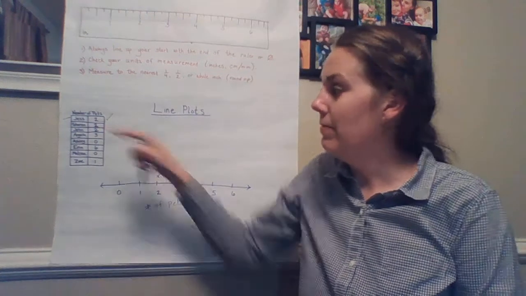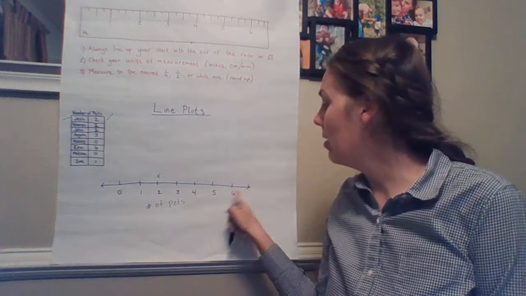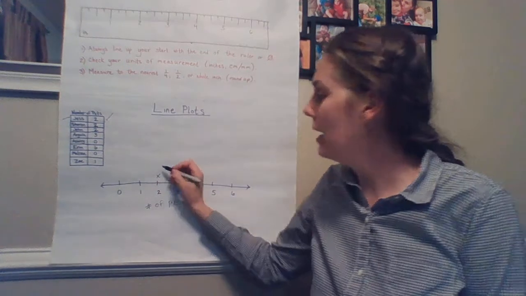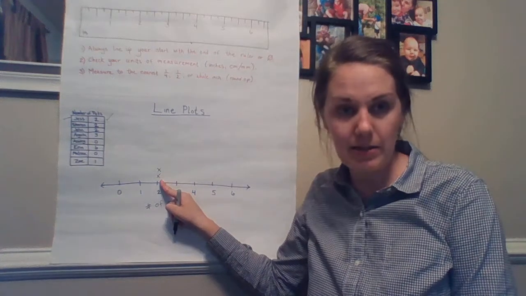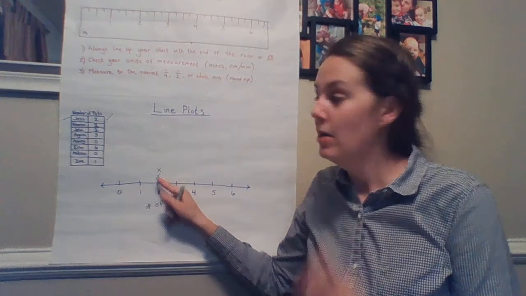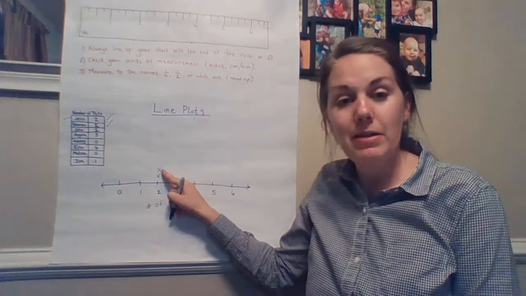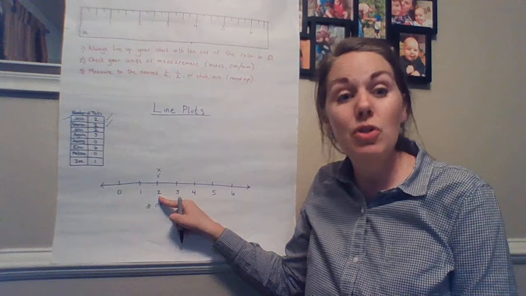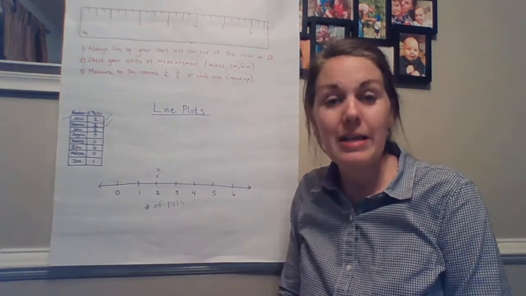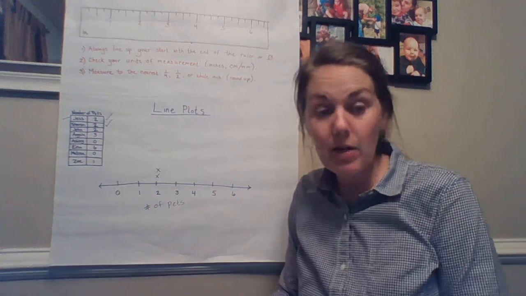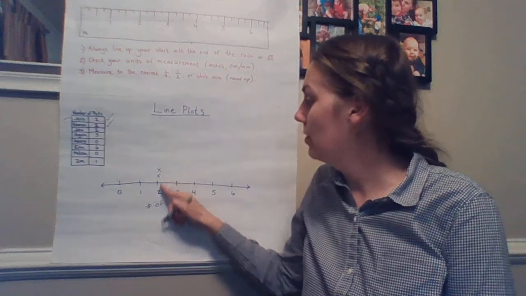The next one down, my friend Sharon, she also has 2 pets. So I'm going to once again on my number line find the number 2, and I'm going to draw an X above that X that I already wrote in for myself. So now we have 2 people represented by the 2 X's that have 2 pets. Okay, my third friend, John, he has 2 pets as well. So I'm going to write another X, a third X, over the 2.